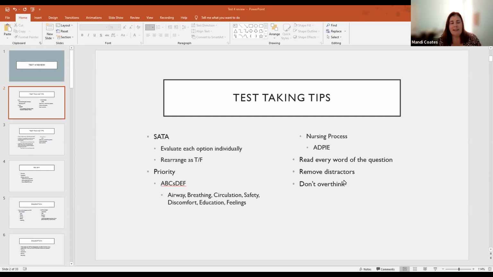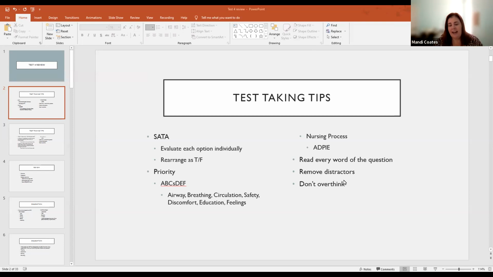Remember, we talked about the ABCs, DEF. So what comes first? Airway, breathing, circulation. The S is safety. Then comes discomfort, which is going to be your pain, education, and then your feelings are going to be the last.